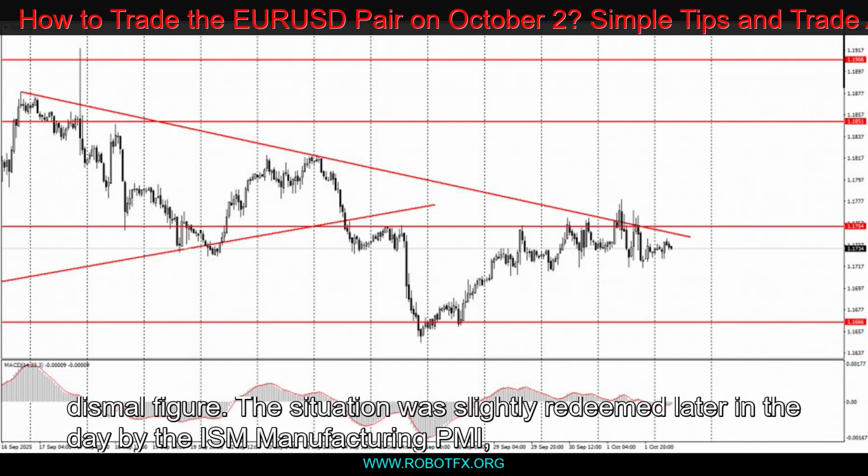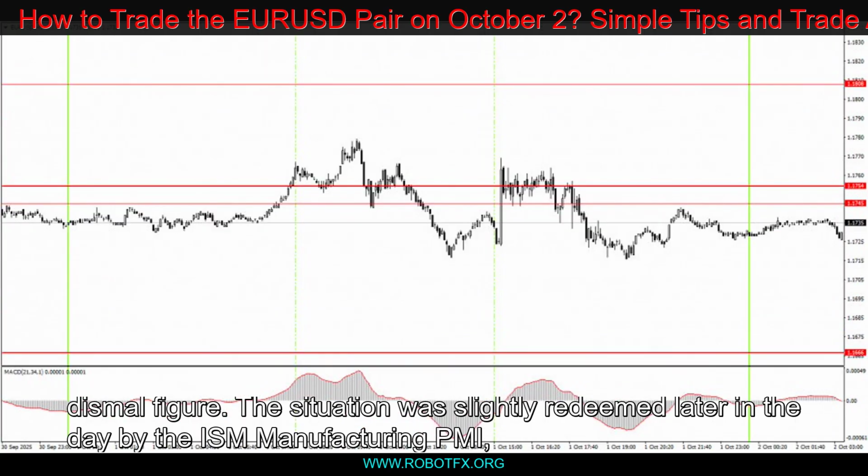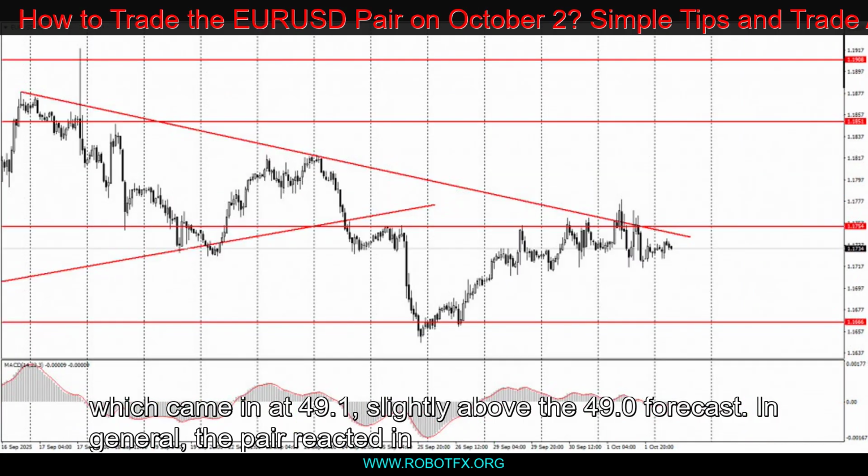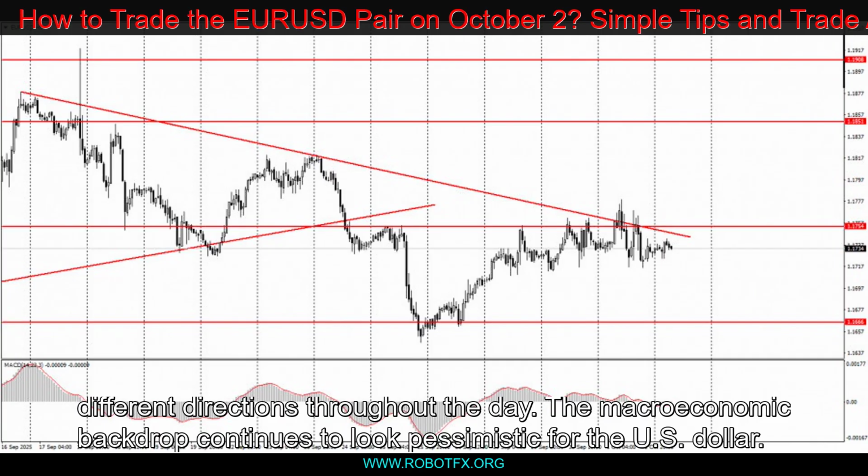The situation was slightly redeemed later in the day by the ISM manufacturing PMI, which came in at 49.1, slightly above the 49.0 forecast. In general, the pair reacted in different directions throughout the day. The macroeconomic backdrop continues to look pessimistic for the US dollar.